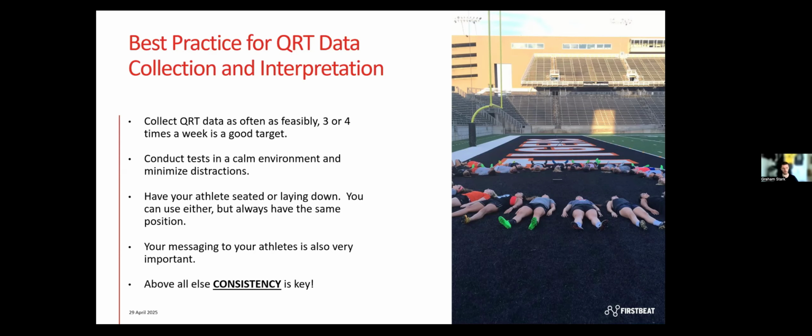Also think about how you're messaging the purpose of the test to your athletes, because the word test can put them on edge a bit. So explain to them what you're doing, that ultimately it's for their benefit, so you can adjust training to what they need at that point. It allows you to back off on days where they perhaps need a bit of help, a bit more rest or recovery, but also push them where they're able to cope with it. But consistency is the most important part.